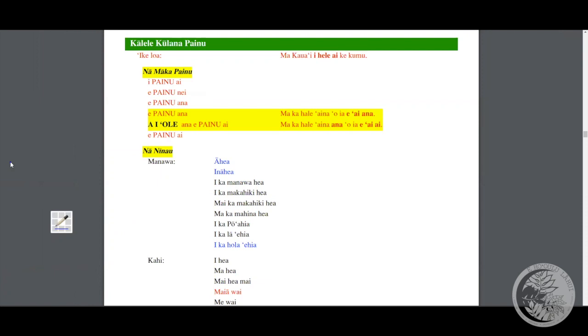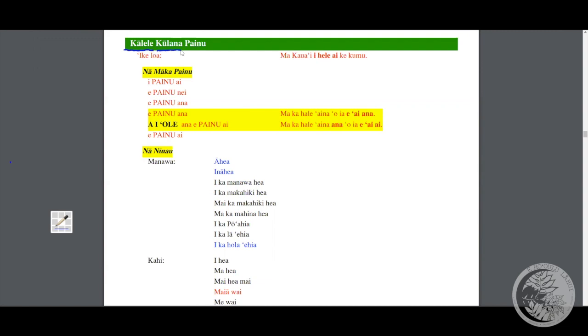the Kālele Kūlana Painu, probably at the end of 102, and for sure during second year. One of the more important grammatical patterns that you will learn is what's called the Kālele Kūlana, or Kālele Kūlana Painu. And the first thing, just to break down the meaning, the word Kālele means to emphasize, to stress, to put weight upon, like Kālele Akena, something else we've also looked at. What you are going to emphasize is what's called here the Kūlana.